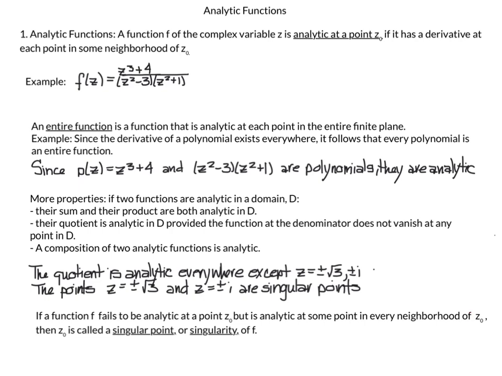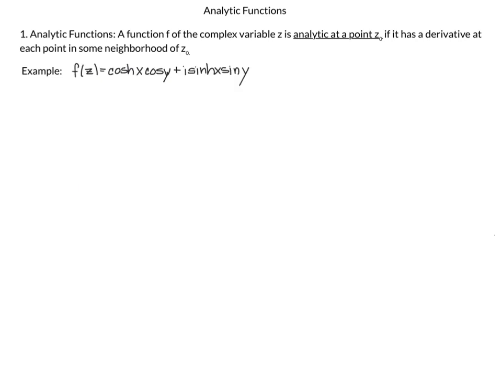It is simply not analytic at these exact points, so they are called singular points. For our next example, we will look at the function f of z equals cosh x cosine y plus i sinh x sine y, and we'll determine whether or not this function is analytic.